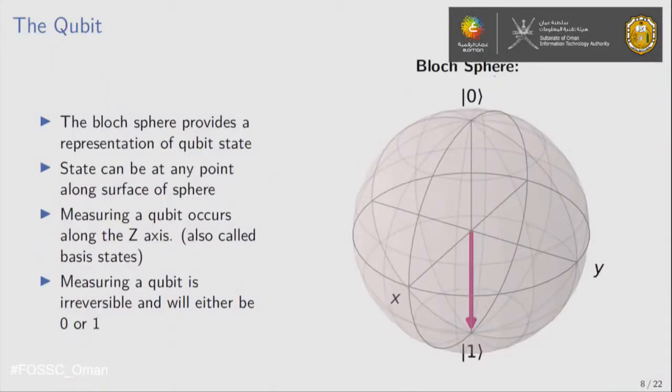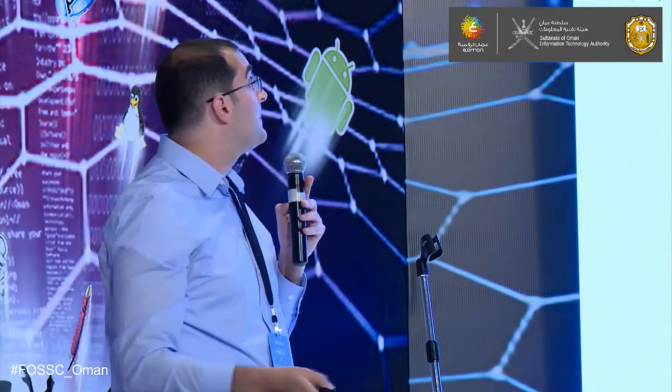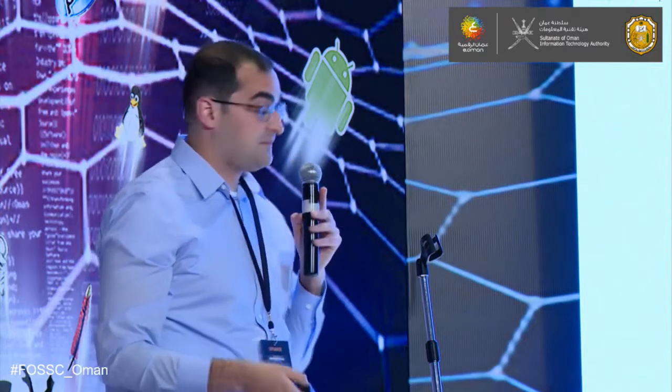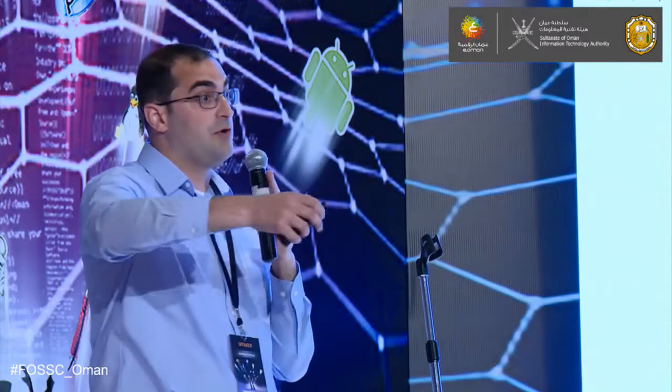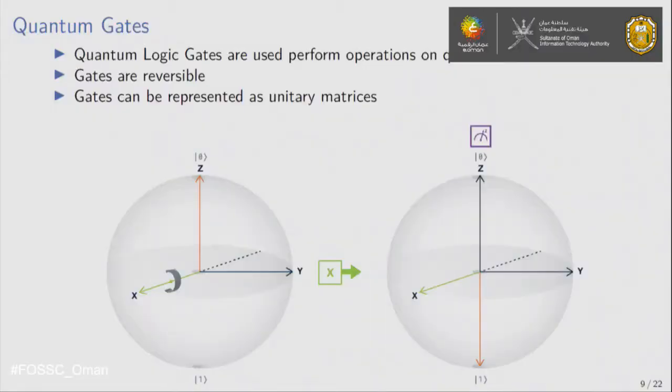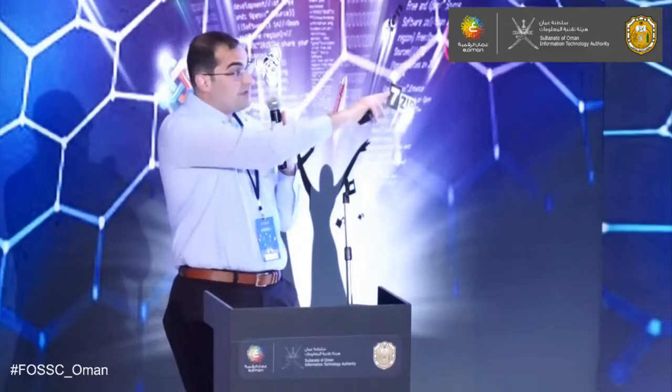And this measurement operation is irreversible. Once you measure the quantum bit, you lose the state that you had before, and it's not recoverable. And you perform these operations I was talking about, where you move that vector along the surface, with what are called quantum logic gates. These are just basically functions that transform the position of that vector in this representation.